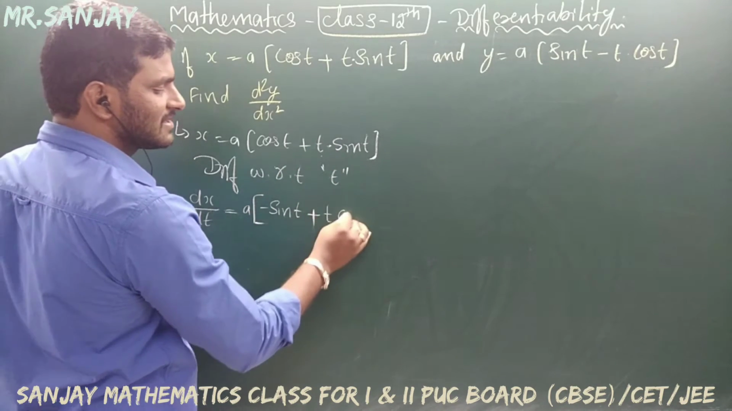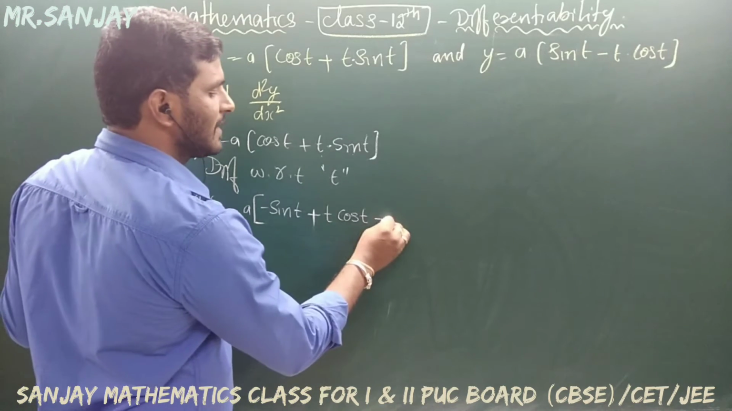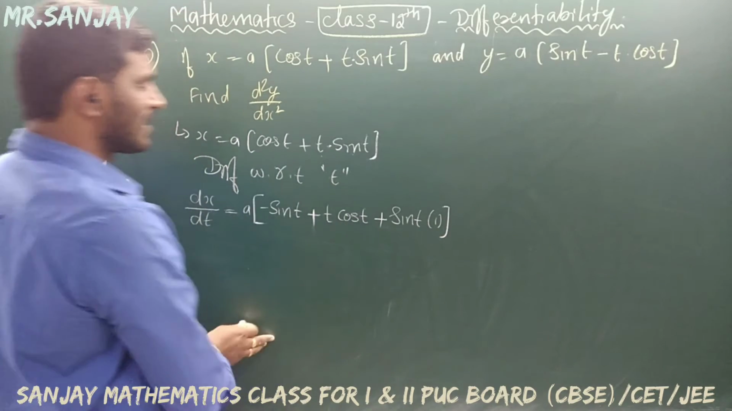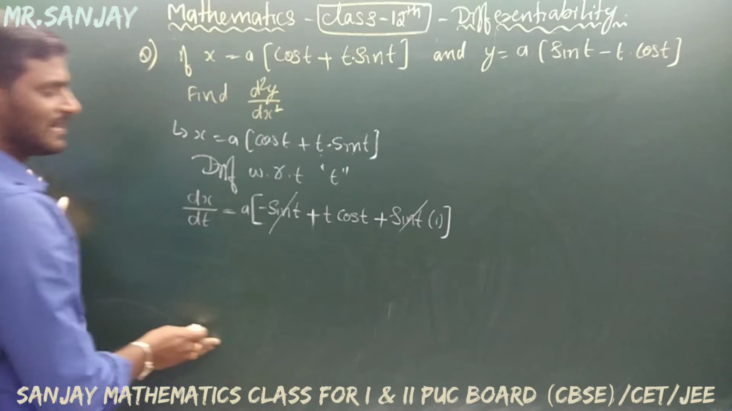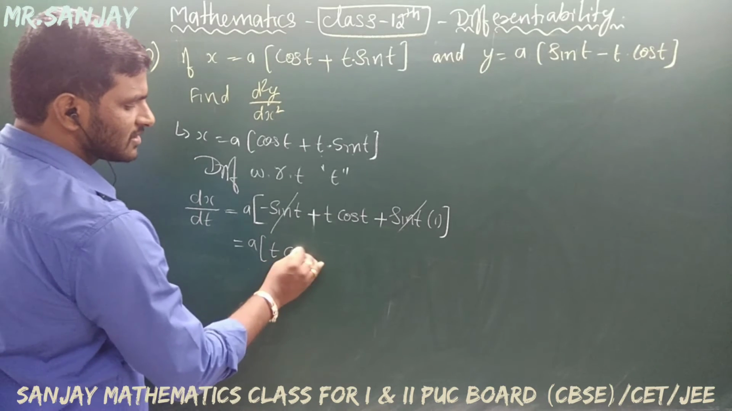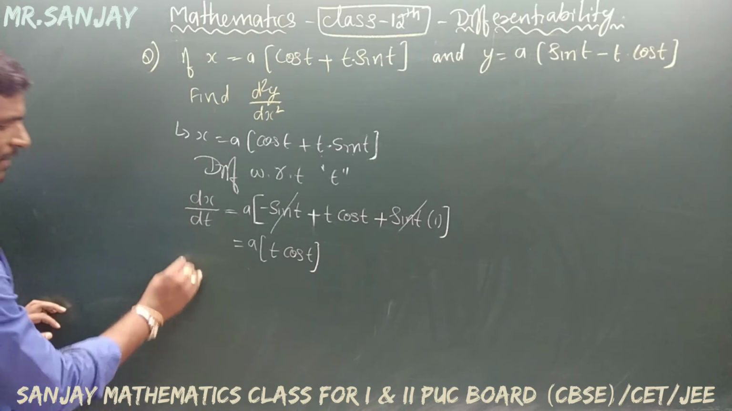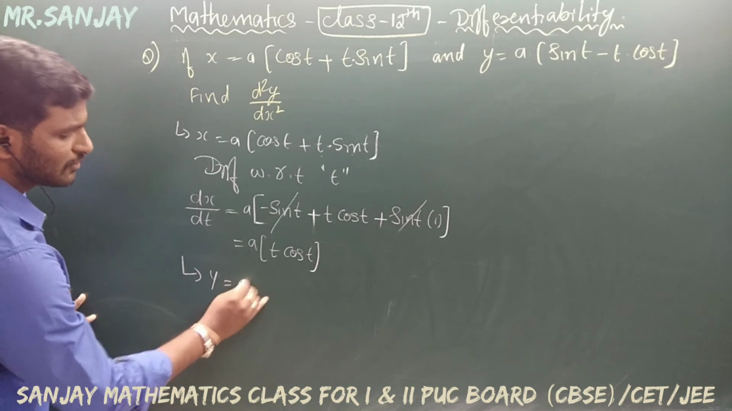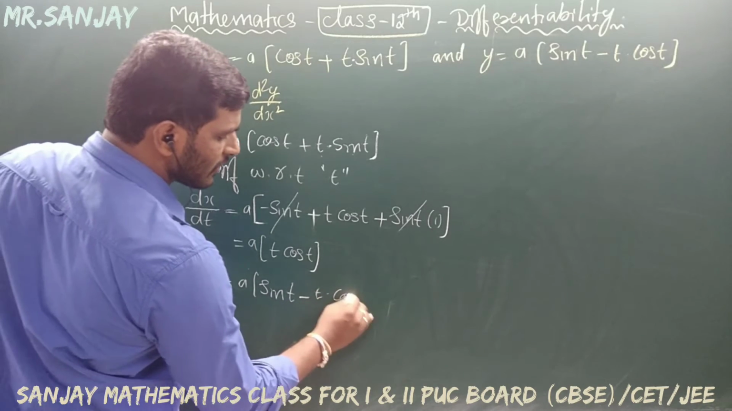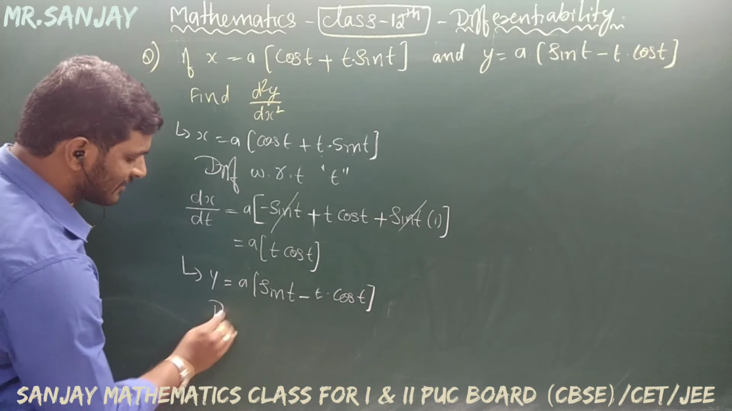First function as it is, second function differentiate, sin differentiation is cos, plus second function as it is, first function differentiation is 1, close it. And plus sin t minus sin t get cancelled. Remaining is a times of t cos t. This is what? dx by dt. Now let us take the y variable. y is equal to a into (sin t minus t times of cos t). Okay. Now differentiate the function.